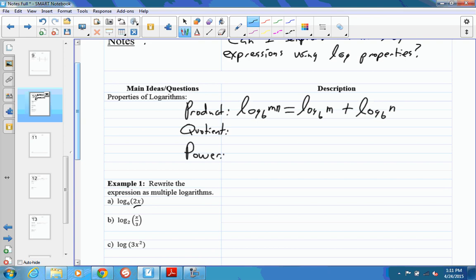But it looks like log b is m times log b, or like the power of b? No, it's not a power.